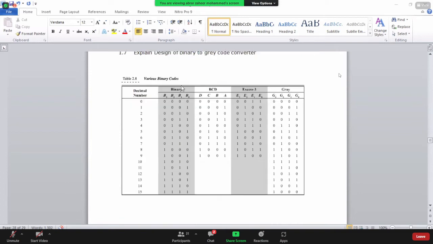Here you can see the binary and these are the gray codes. You can see that they differ by only one bit position.